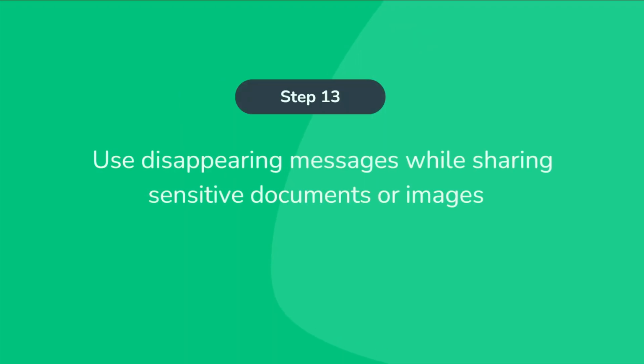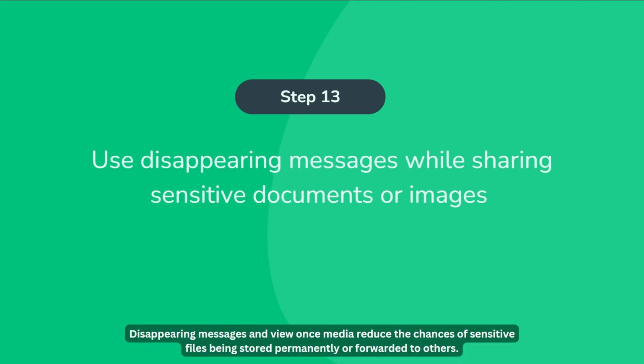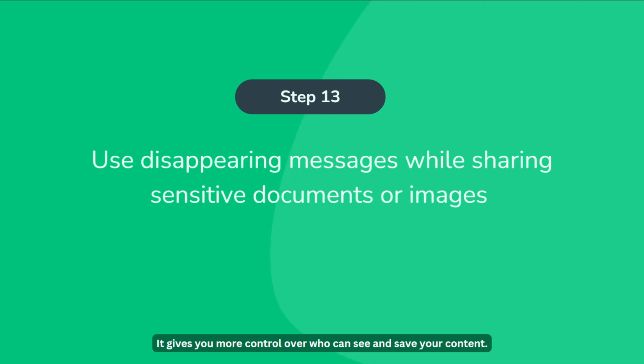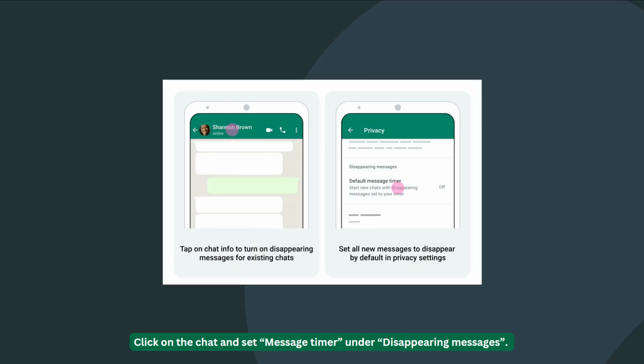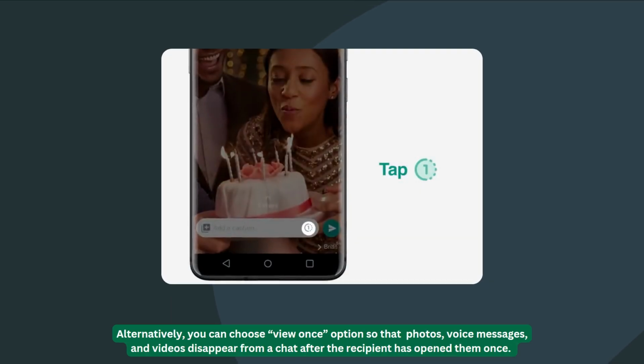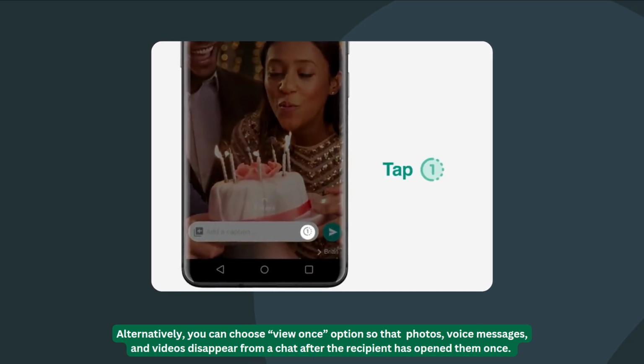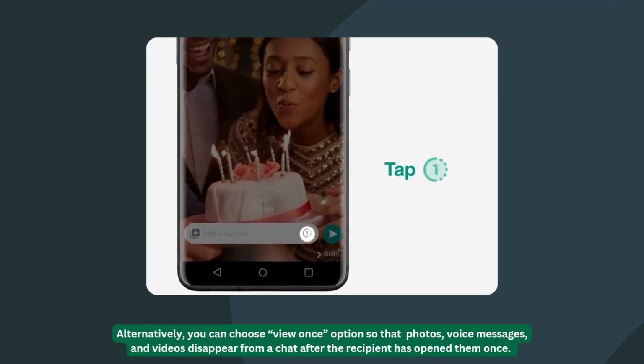Step 13. Use disappearing messages while sharing sensitive documents or images. Disappearing messages and view once media reduce the chances of sensitive files being stored permanently or forwarded to others. It gives you more control over who can see and save your content. Click on the chat and set Message Timer under Disappearing Messages. Alternatively, you can choose the View Once option so that photos, voice messages, and videos disappear from a chat after the recipient has opened them once.